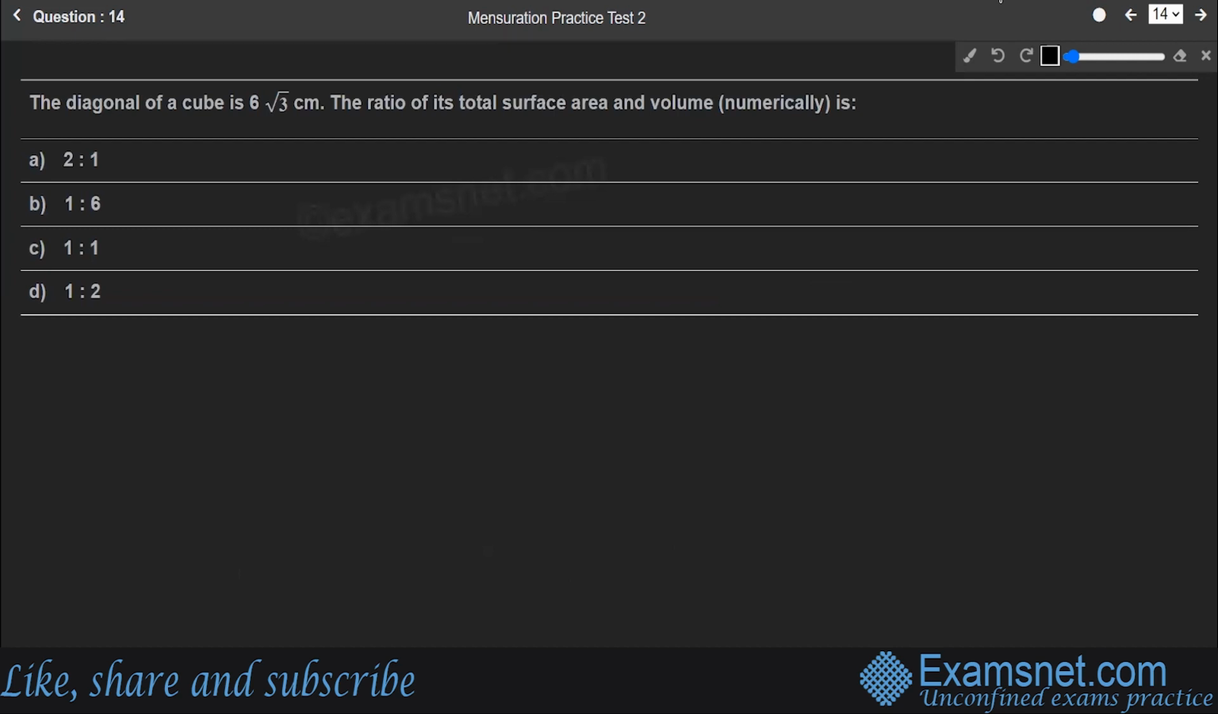Now, the diagonal of a cube is 6 root 3. The ratio of its total surface area and volume is how much? Okay, diagonal of a cube is given. So let us say diagonal of a cube is how much?